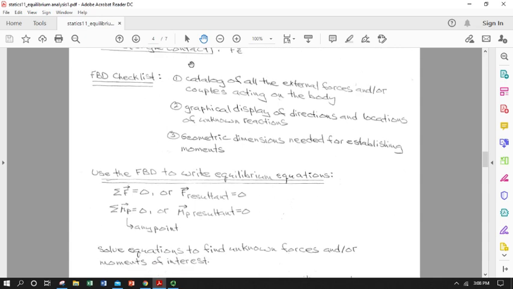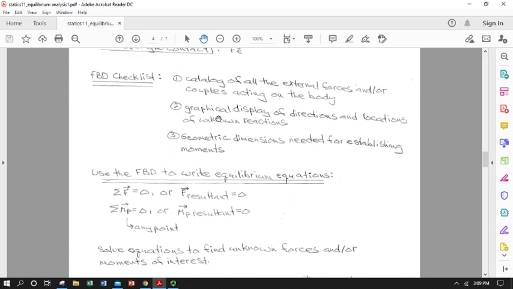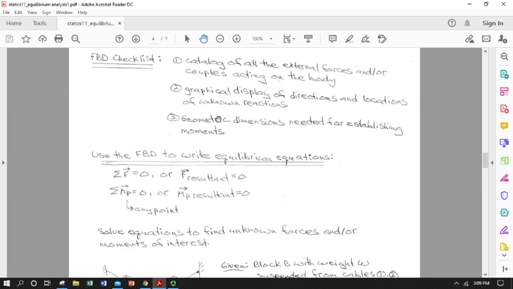Okay, so those are all the ways that something you're contacting might push back or twist back against you. So depending on the type of connection, and there's standard symbols for them that we'll look at, we will slap down forces or couples to correspond to that type of connection and then solve for what they are. If we know the type of connection, we know to at least put a placeholder force that will go into our equations. So we have a little FBD checklist to make sure we've really done it properly and we can use it to write our equations of equilibrium.